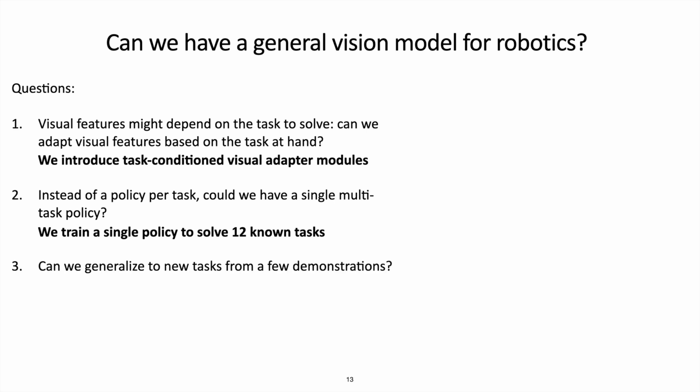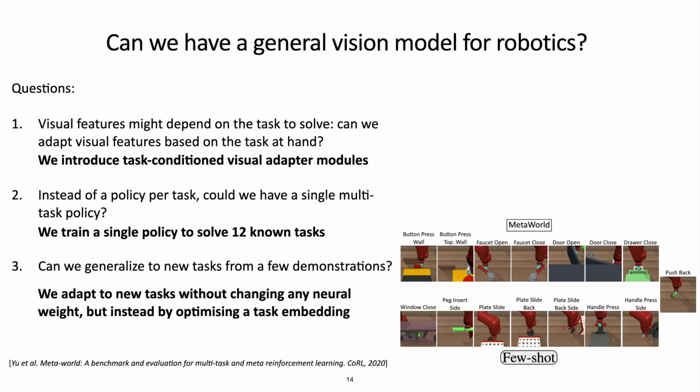Going further, a general policy should not only be able to tackle a set of known tasks, but also adapt to new tasks from a few demonstrations. We thus study the adaptation of our approach to new tasks without modifying any neural weight, only optimizing what we will later refer to as the task embedding. This is done on 15 new tasks from the MetaWorld benchmark, and this setup is called the few-shot setup.